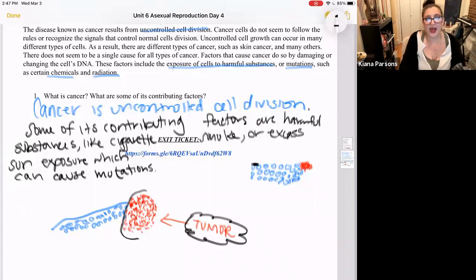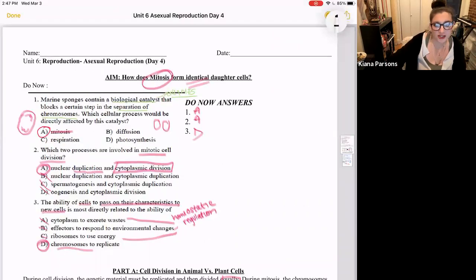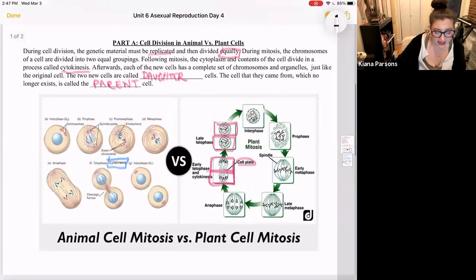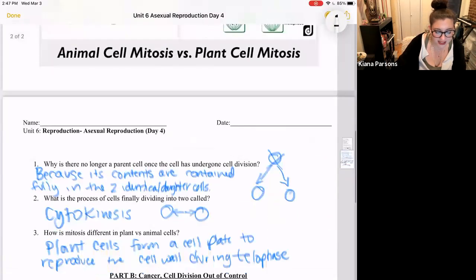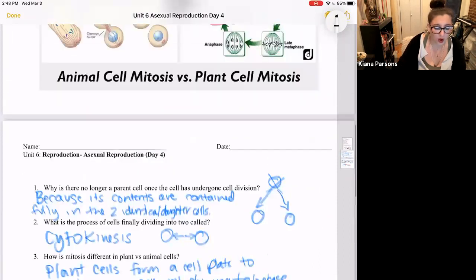So, all right, that's enough about that. Today's aim was how does mitosis form identical daughter cells? And then we talked a little bit about the differences in animal cell and plant cell mitosis, and we discussed how mitosis can go wrong.